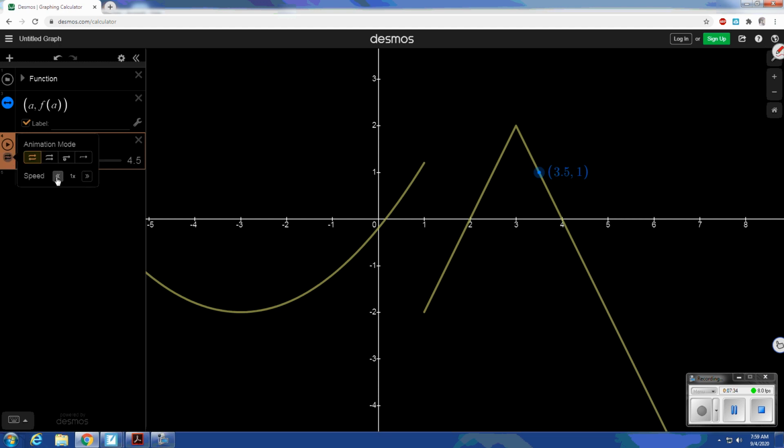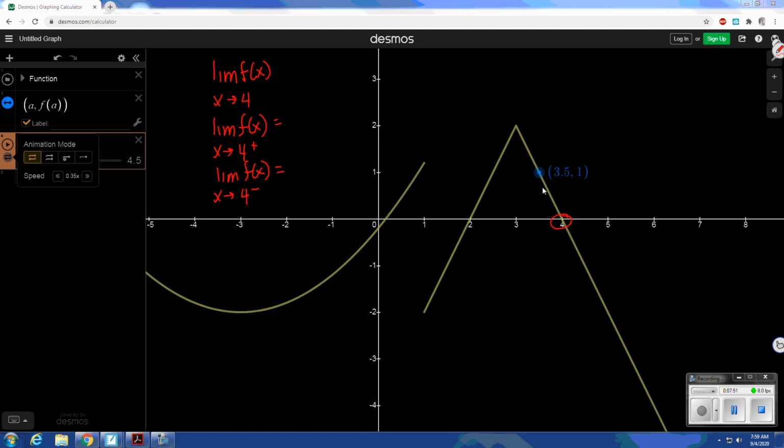And we'll slow down the speed at which it moves, and we'll have it bounce back and forth. Where the point currently stands, we see that the x value is at 3.5. What we're going to observe, by the way, is that we're approaching this value 4 on the x-axis. We want to pay attention to what happens when this point moves and the x value of this coordinate approaches 4: what's happening to the y value of this coordinate?